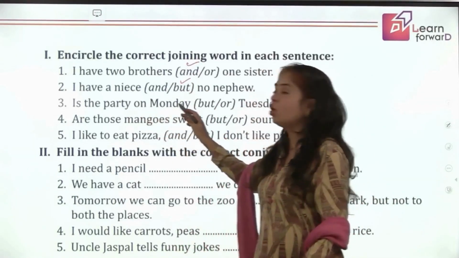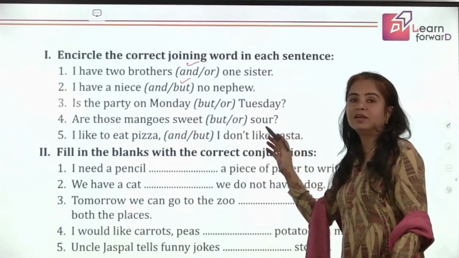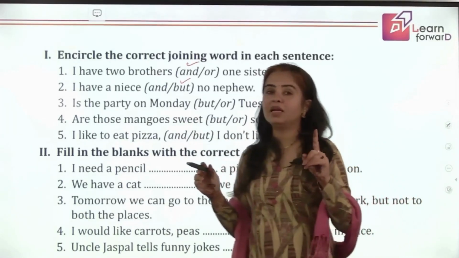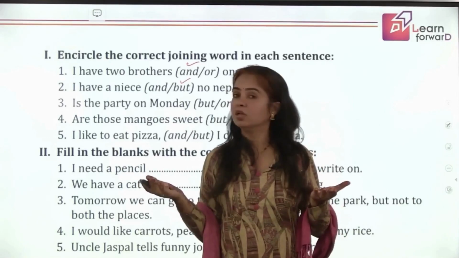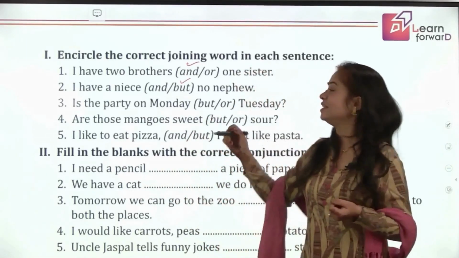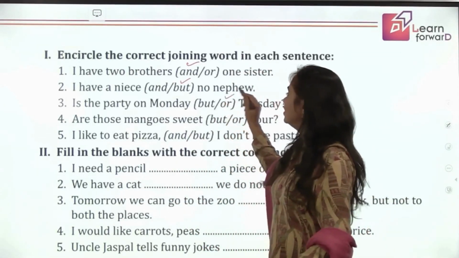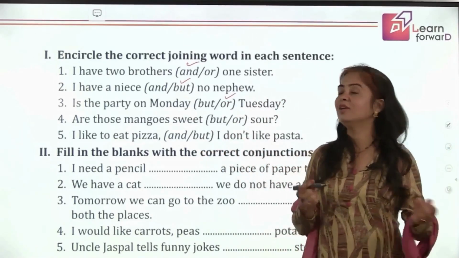Is the party on Monday or Tuesday? That means there is one party. So can it be on both the days? No. You have a choice. Yes, you have to select one. So is it on Monday or Tuesday?